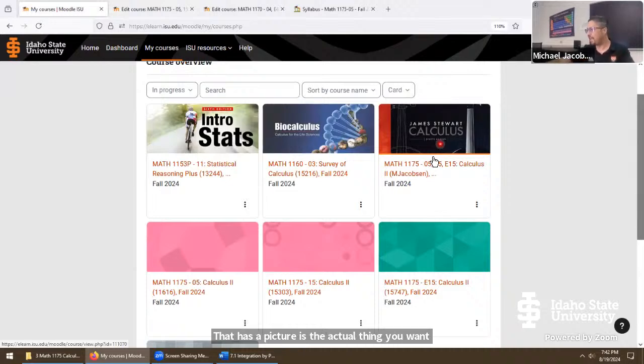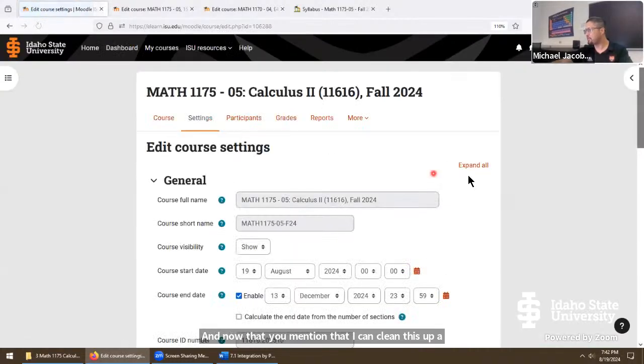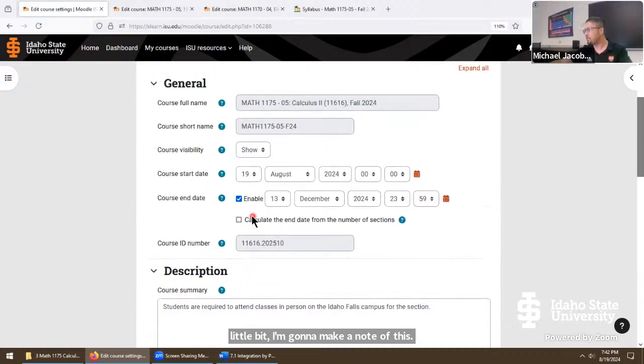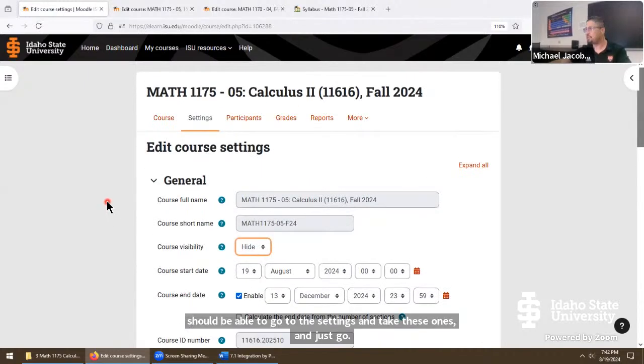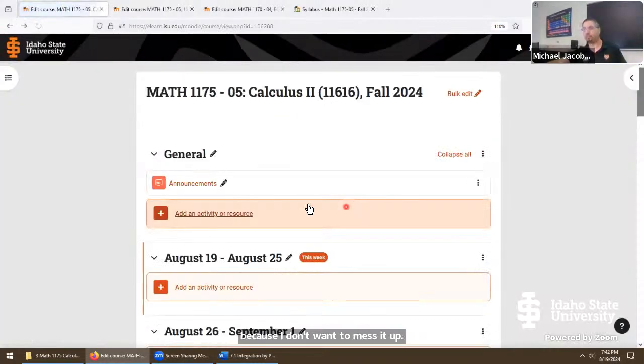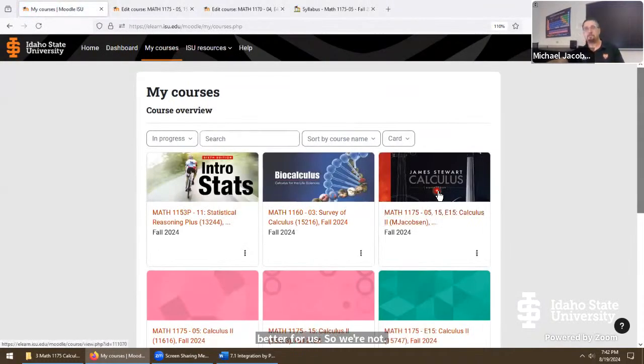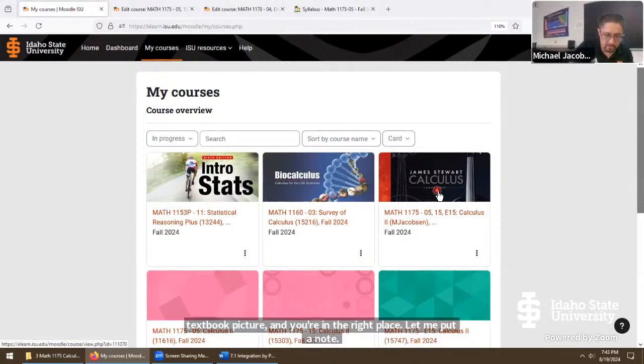And now that you mentioned that, I can clean this up a little bit. I'm going to make a note of this. I should be able to go to the settings and take these ones and just hide them. That should work out. I don't want to do it today because I don't want to mess it up. I should be able to clean up that view a little bit better for us so we are not guessing which is the right one. But that's the short of it. Go to the one with the textbook picture and you're in the right place. Let me put a note. Remove extraneous sections.